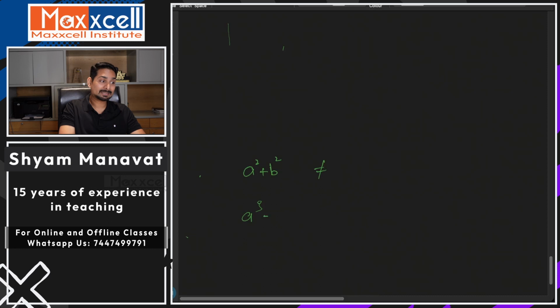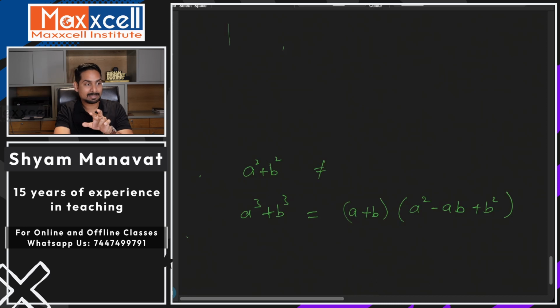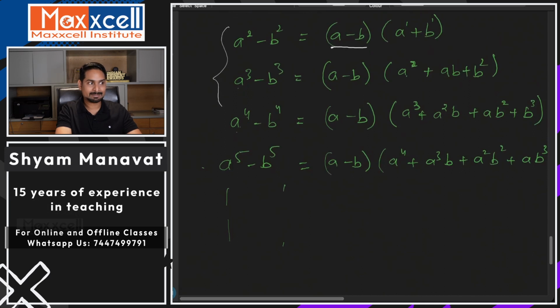For a cube plus b cube you have, what is that? a plus b, right? a plus b as one of the factors, and then you get a square minus ab plus b square. This is quite strange. When you have a plus sign here, the second factor's plus and minus signs alternate. Don't get confused. In the case of negative, the first factor is a minus b, and in the second factor all the signs are positive. All signs for each term will be positive. Okay, second factor all positive signs.